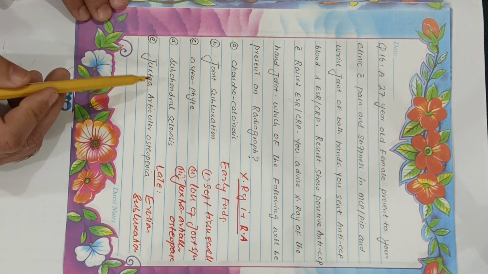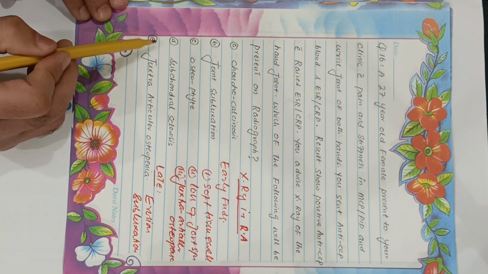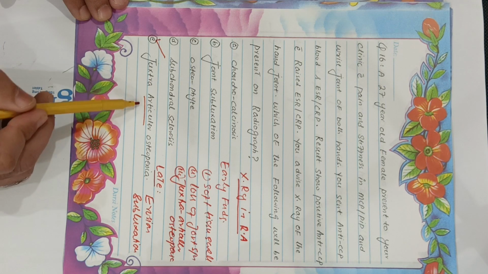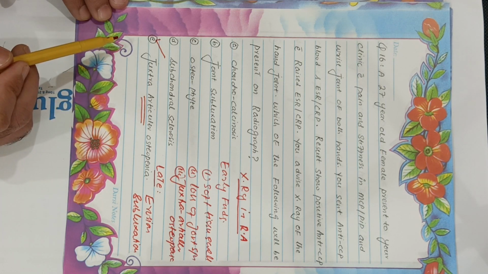So out of these five, juxta-articular osteopenia is the correct answer. On the radiograph, there will be juxta-articular osteopenia.